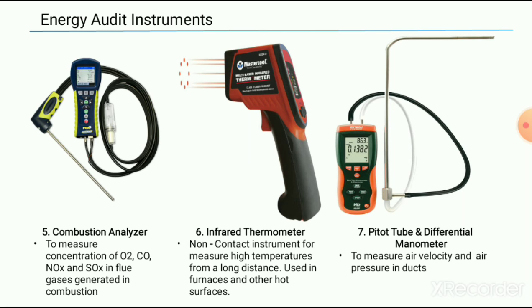Fifth, combustion analyzer. It measures the concentration of O2, carbon dioxide, CO, NOx, like these gases that were generated in the combustion. Sixth, infrared thermometer. This is a non-contact instrument for measuring high temperature from long distance, and it is used in furnaces and other hot surfaces. Seventh, pitot tube, or you can say differential manometer, to measure the air velocity and air pressure in ducts.